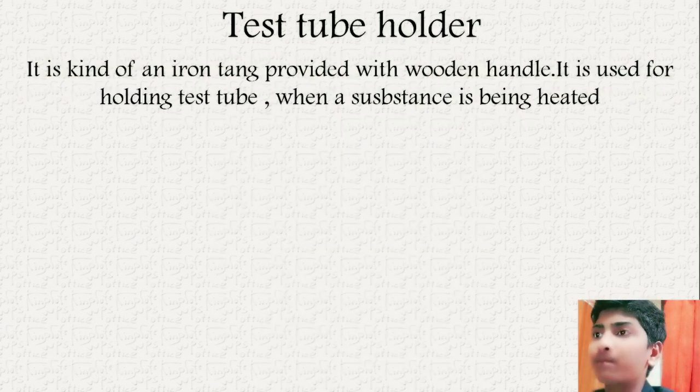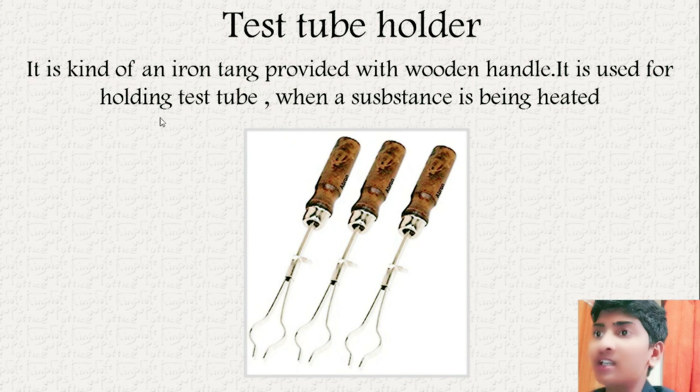Next, test tube holder. This is an iron tong provided with a wooden handle. It's used for holding the test tube when a substance is being heated. For the test tube there will be no stand, so they need to hold the test tube with their hand. That test tube will be directly heated on the flame. Here this part holds the test tube, and this is the holder for the hand.